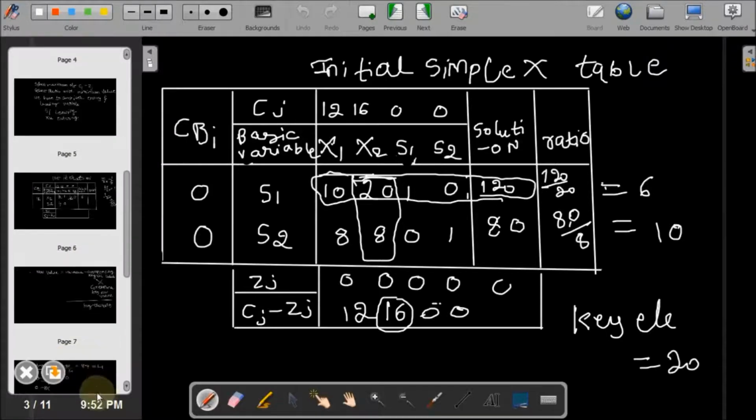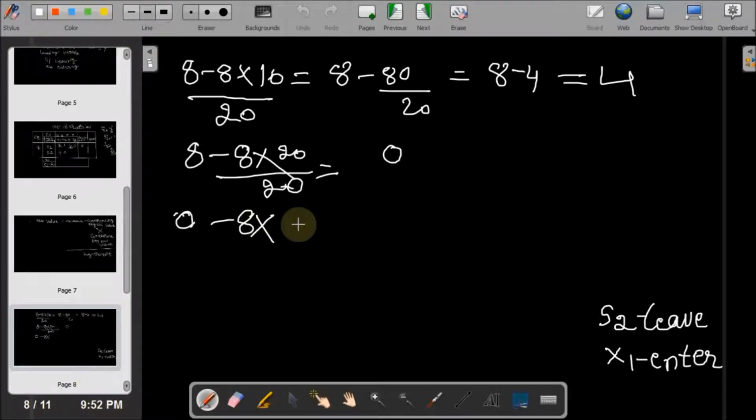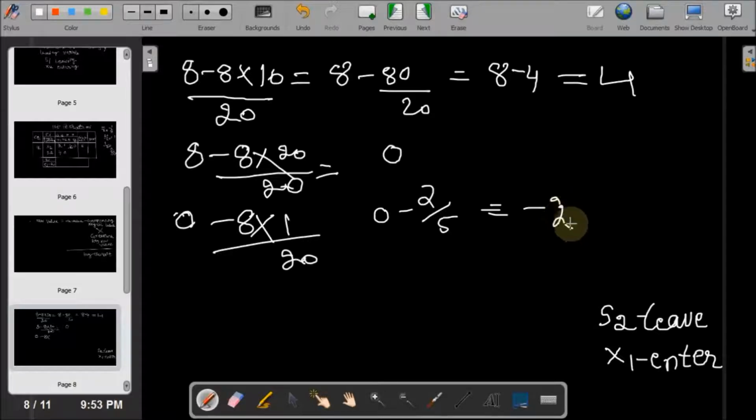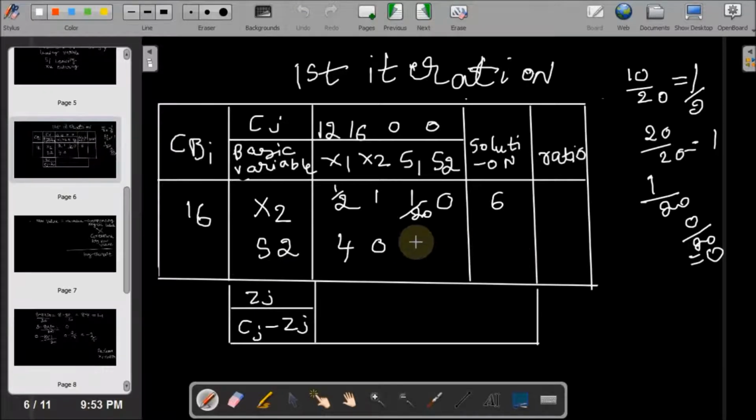So I have to write this. 0 minus 8 into 1. What is the key element? You know that. So 8 by 20. That is 0 minus 2 by 5. So what is the value now? Minus 2 by 5. So what is the new value of S2? Minus 2 by 5.